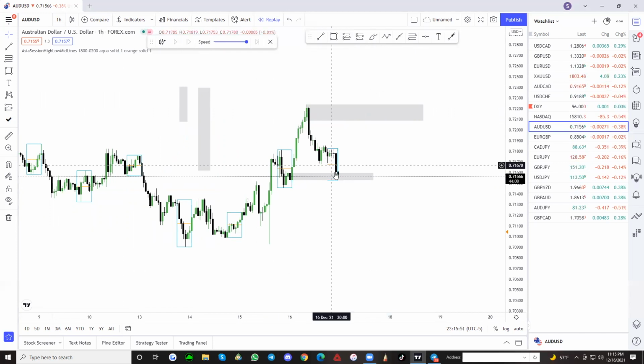But we do need that break in structure. I have another video explaining what validates order blocks and the difference between valid order blocks and invalid order blocks, and how to properly define the two, how to identify the two and how to stay away from certain order blocks, and just basically showing you the proper ones to take, the right ones to take.